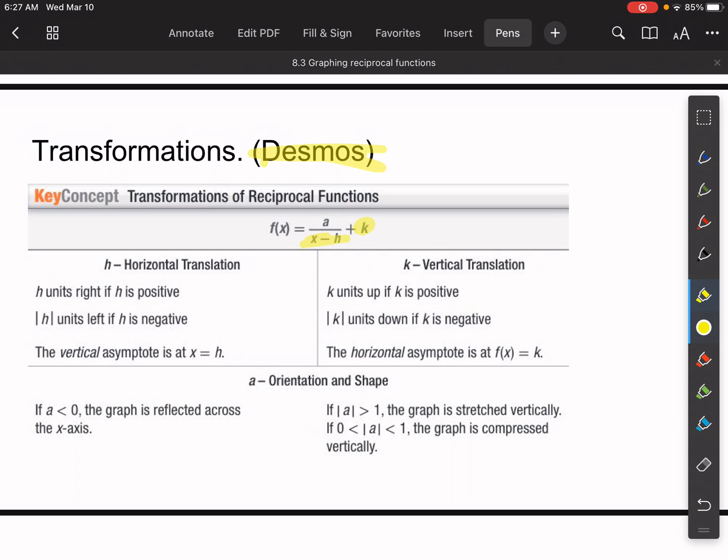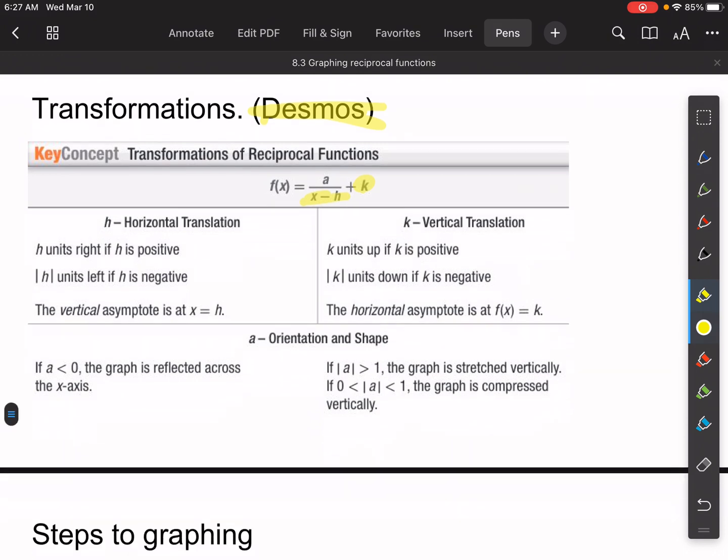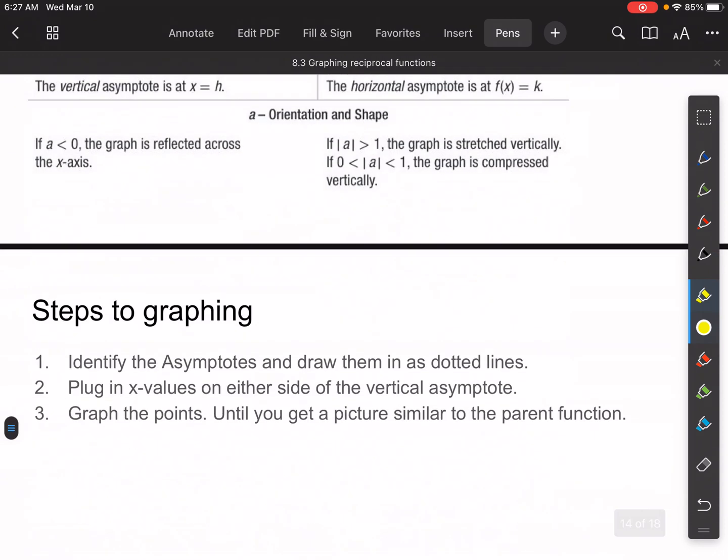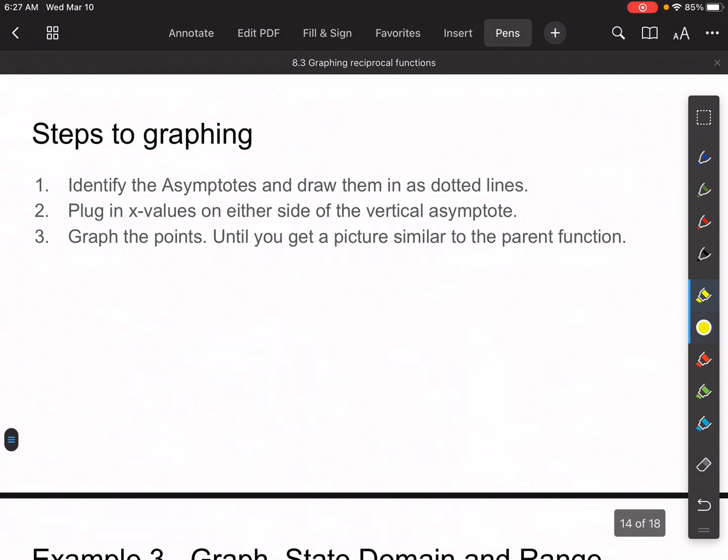All right, so the a, the number that is in the numerator there, is going to help determine the orientation and the shape of the graph. So if the absolute value of a is greater than 1, then the graph will be stretched vertically. If it's between 0 and 1, it'll be compressed vertically. All right, and then obviously if we get a negative somewhere in there, that's going to flip things. So just remember that.